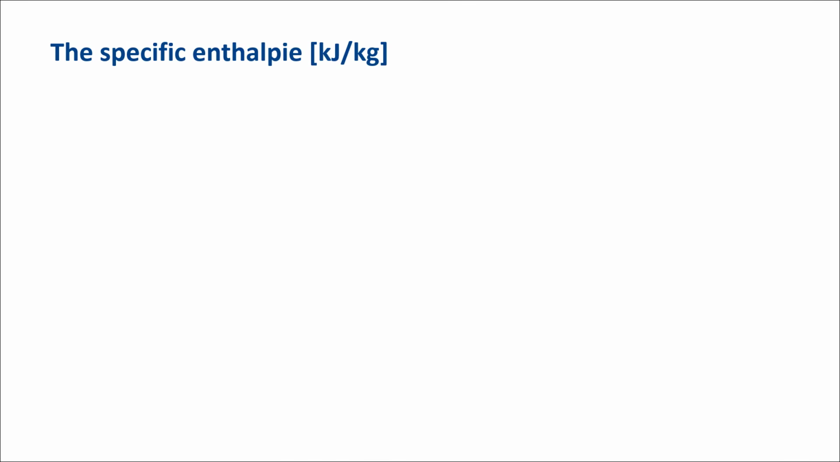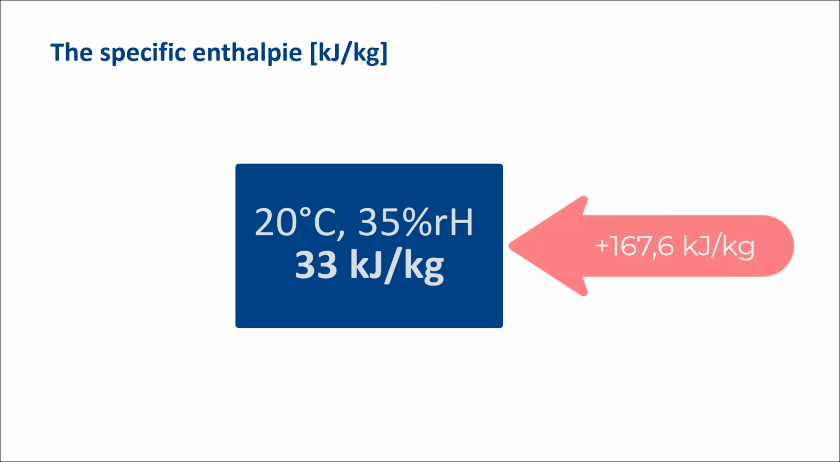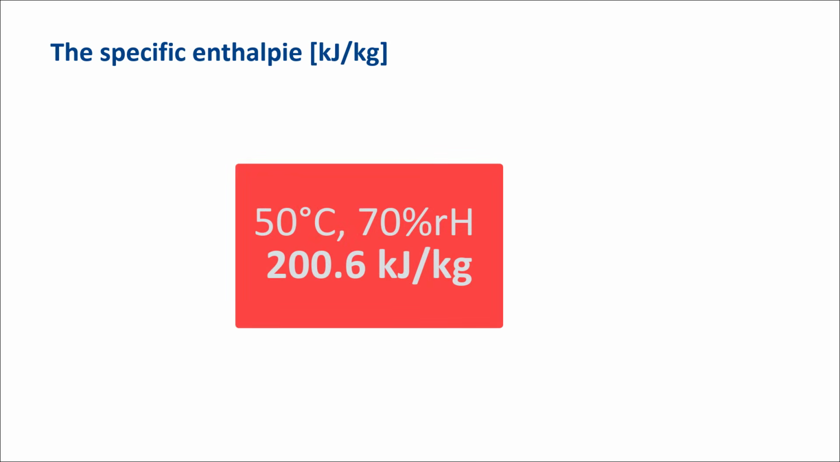The specific enthalpy describes the energy content of a gas. The parameter can be used to determine how much energy must be added or removed to bring air at an existing temperature and humidity to a target temperature and humidity. In the example, there is a volume of air at 20 centigrade and 35% relative humidity. In addition to additional humidity, 167.6 kJ per kilogram of energy must be supplied to achieve a temperature of 50 centigrade and a relative humidity of 70%.